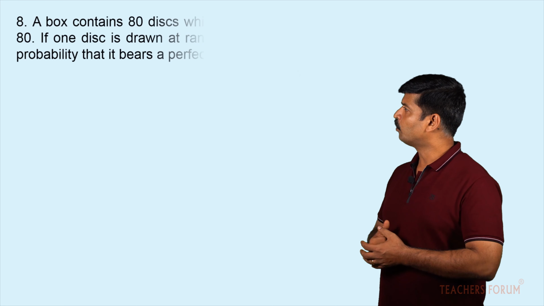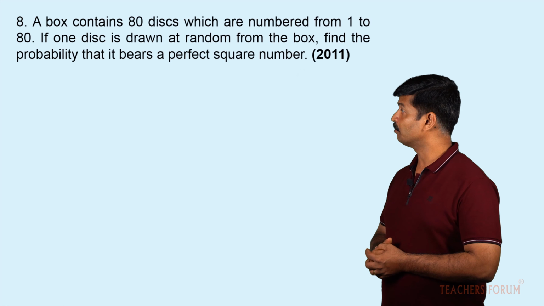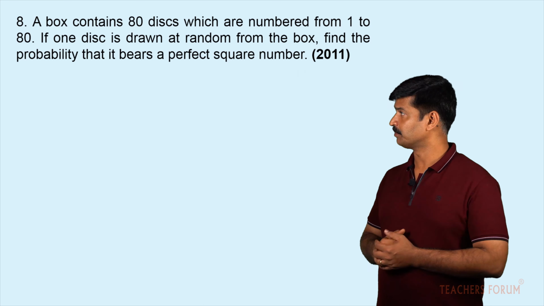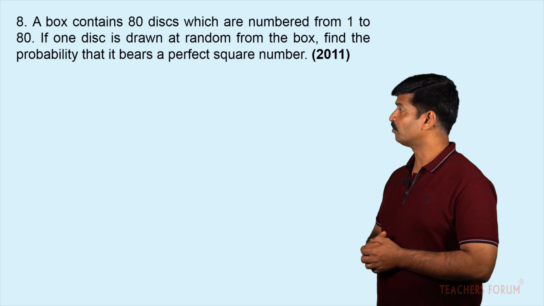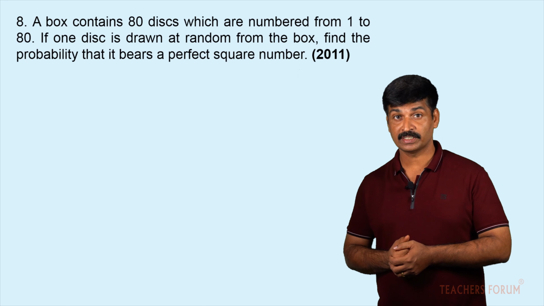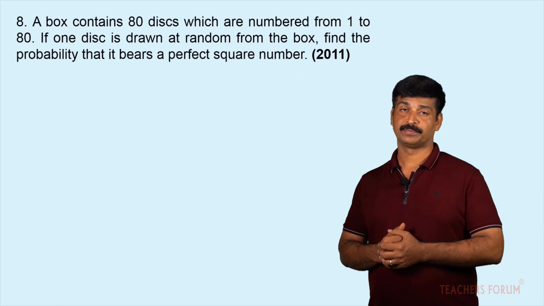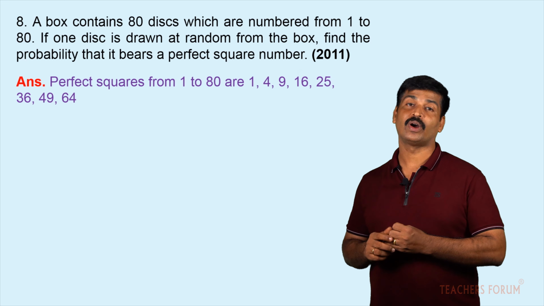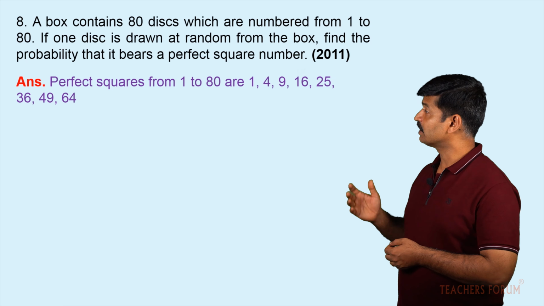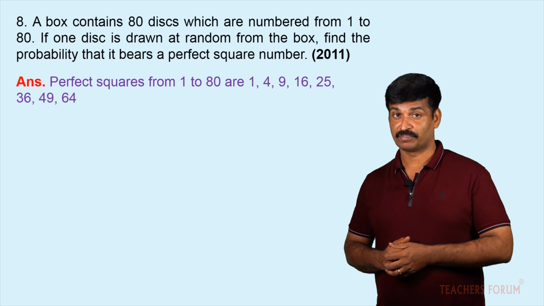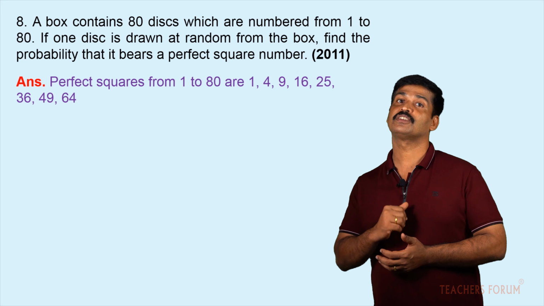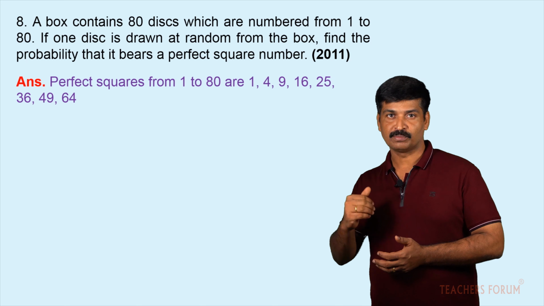Next one. A box contains 80 discs which are numbered from 1 to 80. So 80 discs are there, numbered from 1 to 80. If one disc is drawn at random from the box, find the probability that it bears a perfect square number. You have to find the perfect squares from 1 to 80. They are 1 square 1, 2 square 4, 3 square 9, 4 square 16, 5 square 25, 6 square 36, just like 8 square 64. If you take 9 square, it becomes 81. That is not possible. So 8 square 64 is the last perfect square, just below 80.